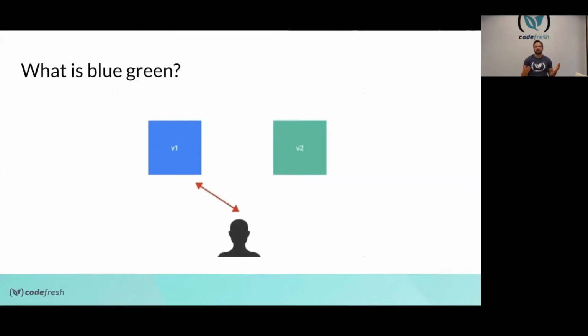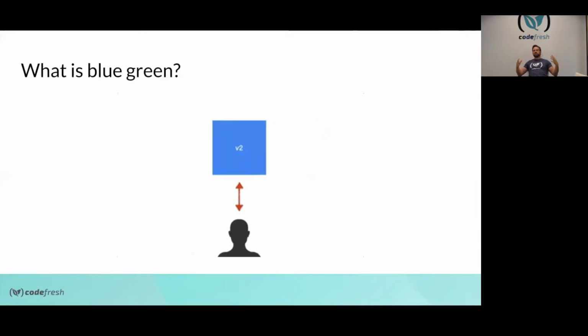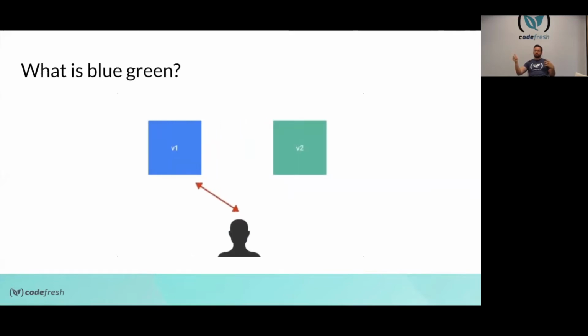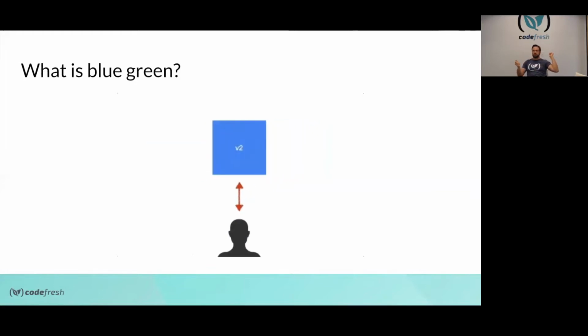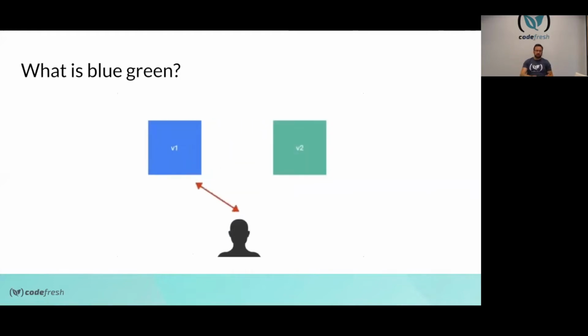Blue-green deployment is basically you have a version of your application that we're going to call a blue version. This is the production version, and that's what users are currently seeing. And you roll out the green version, which is the new version, and then you switch everything over to the green version, and then maybe you get rid of the blue version. You don't have to get rid of the blue version. You might want to keep it around as a hot swap.